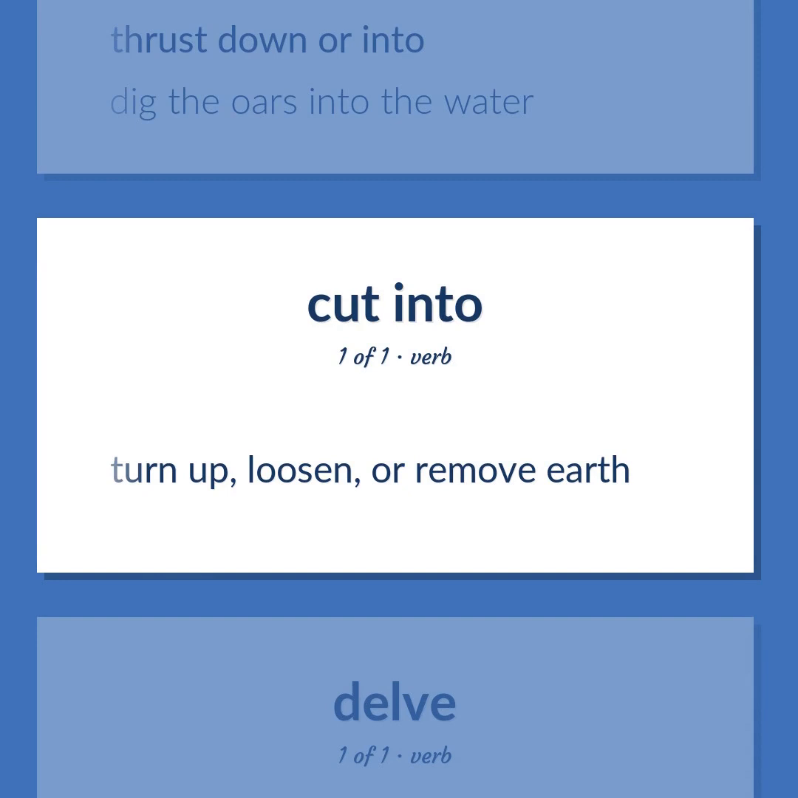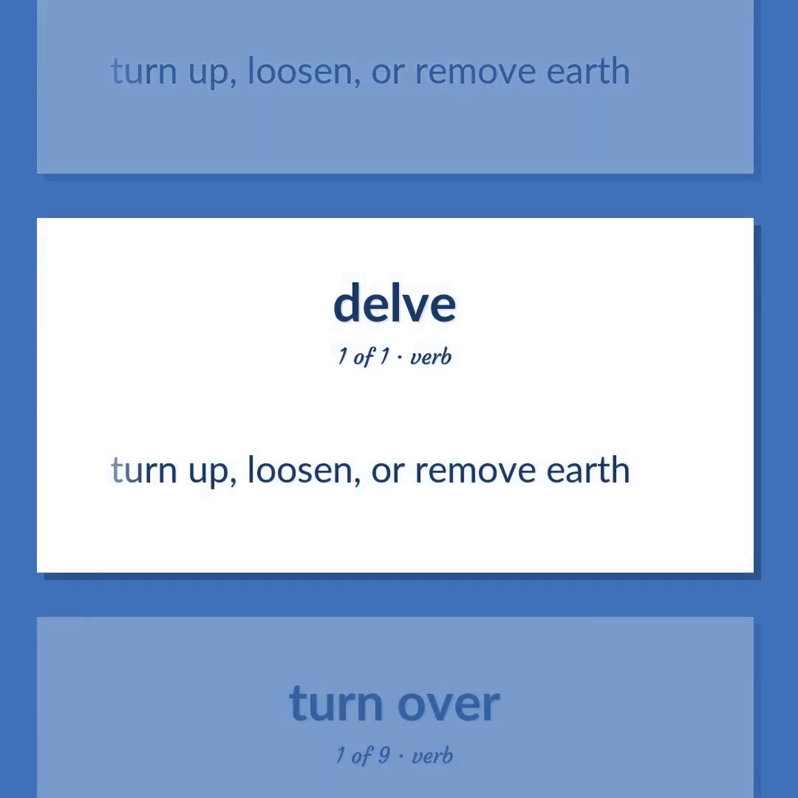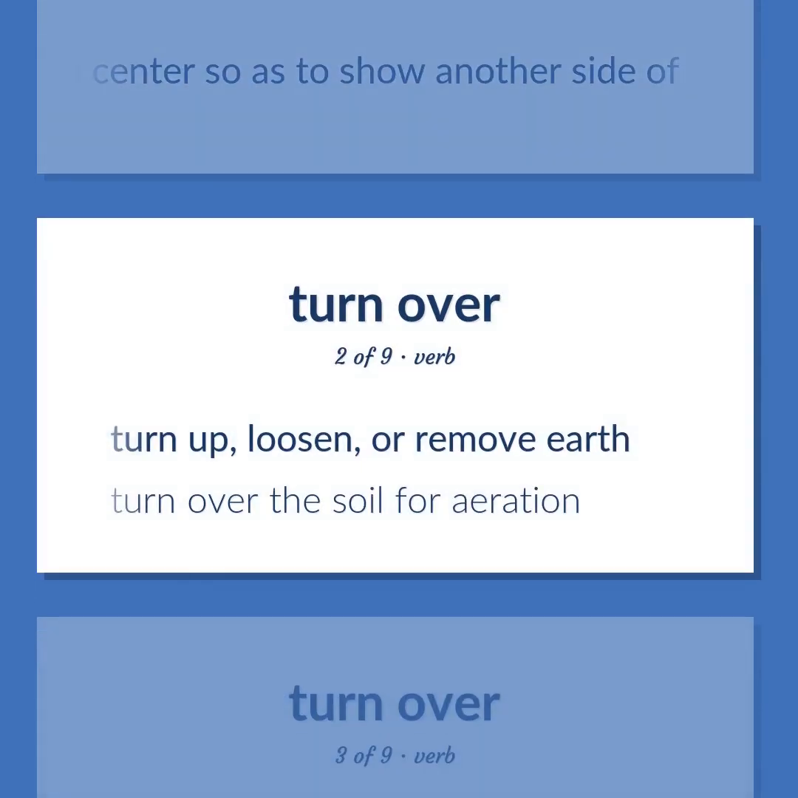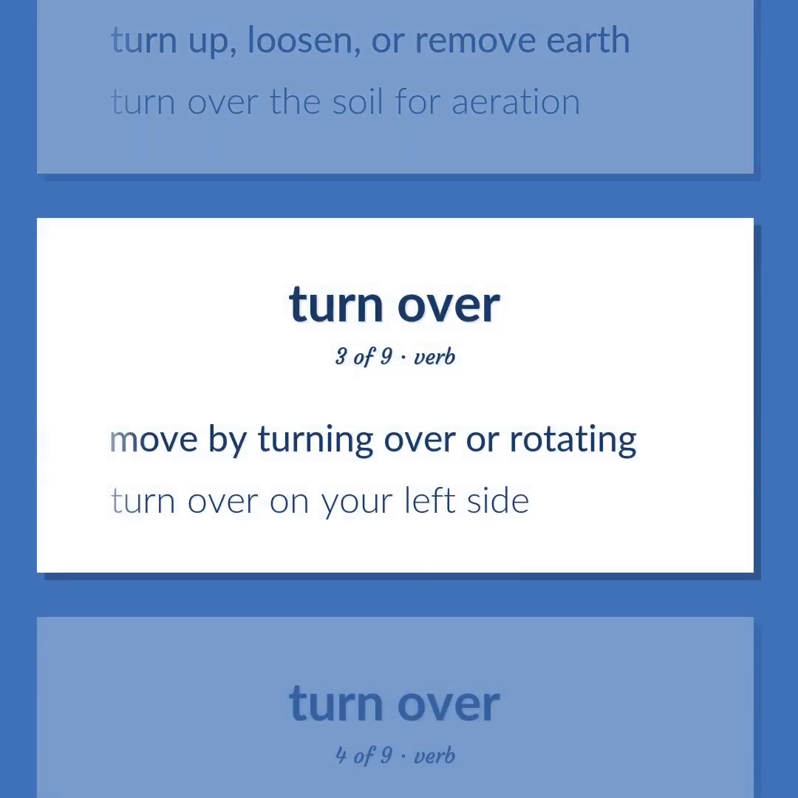Turn up, loosen, or remove earth. Cause to move around a center so as to show another side of. Turn up, loosen, or remove earth. Turn over the soil for aeration. Move by turning over or rotating. Turn over on your left side.